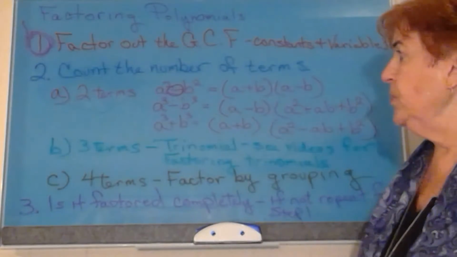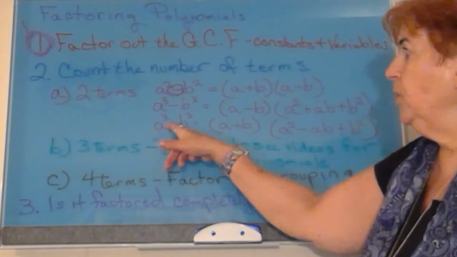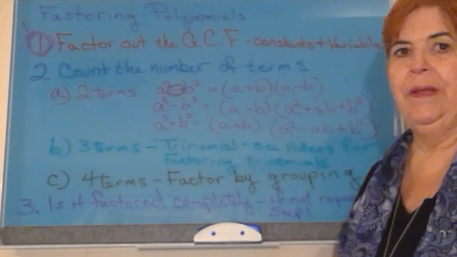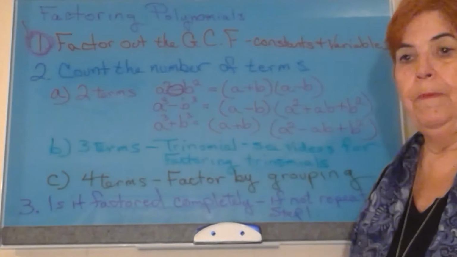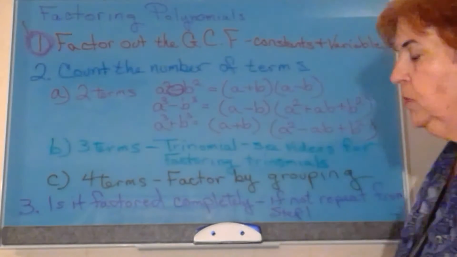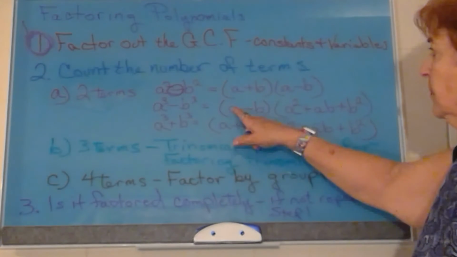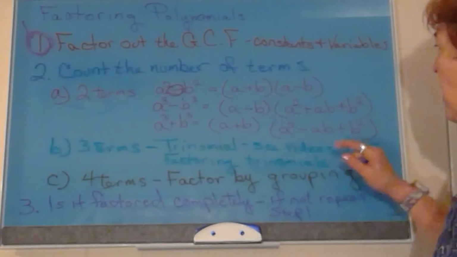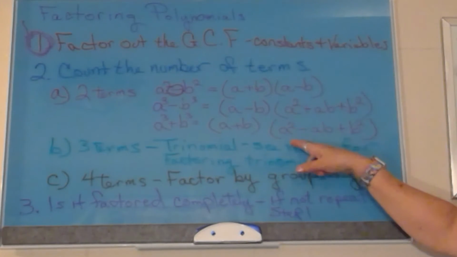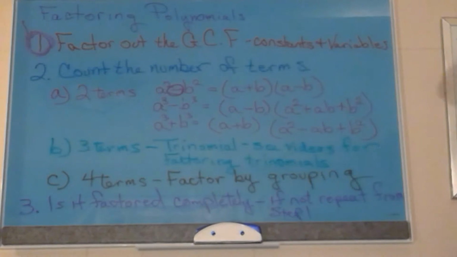Then look for the cubes. Do you have an a cubed minus b cubed or an a cubed plus b cubed? Now, notice you can have a plus or minus when they're cubes. And when you do that, you will have an a and a b in the first factor. And in the second factor, you're going to have an a squared, an ab, and a b squared.